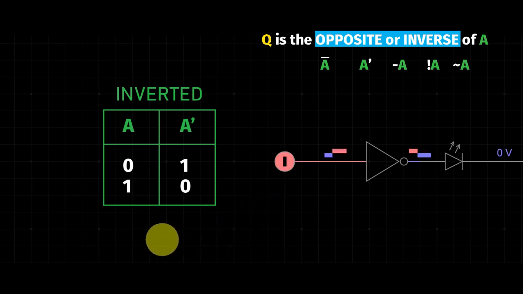You may also see this circle representing NOT or invert on many other gates. We'll go through that another time, but for now, just know that if you see this little circle, it means that logic is being inverted.